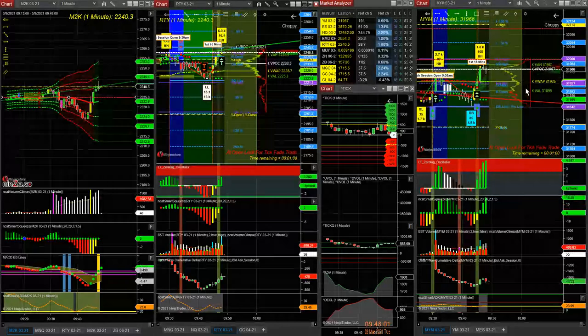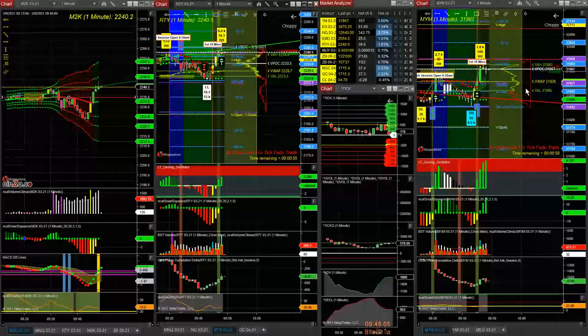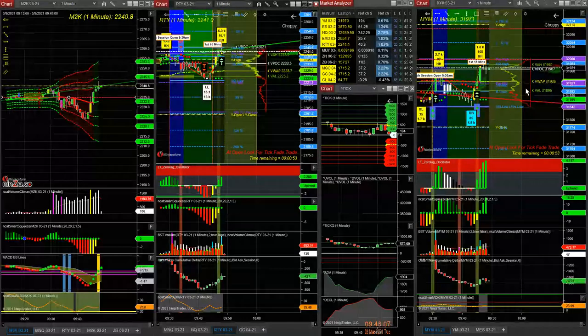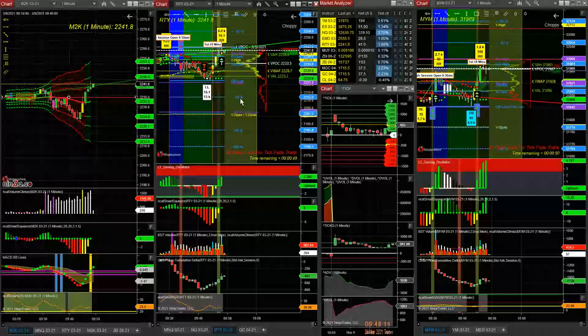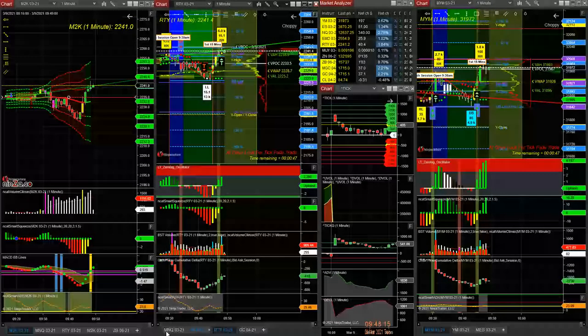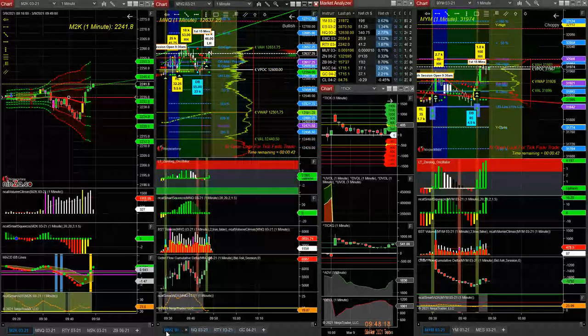Long momentum setup. Minor long signal. Minor long key signal. And you 1 minute cross above.